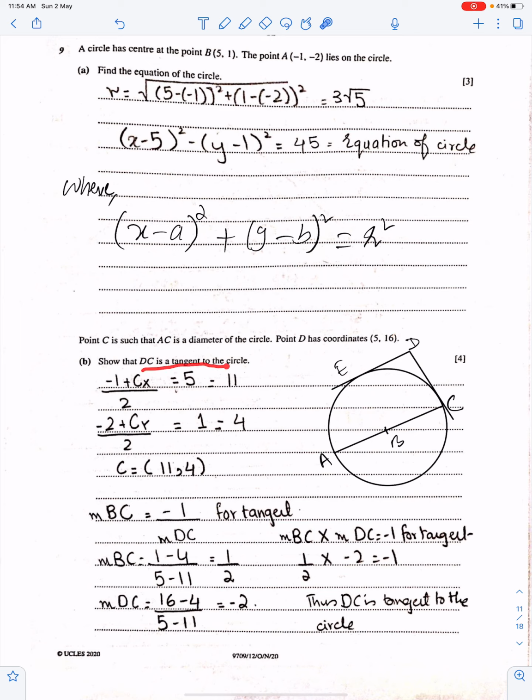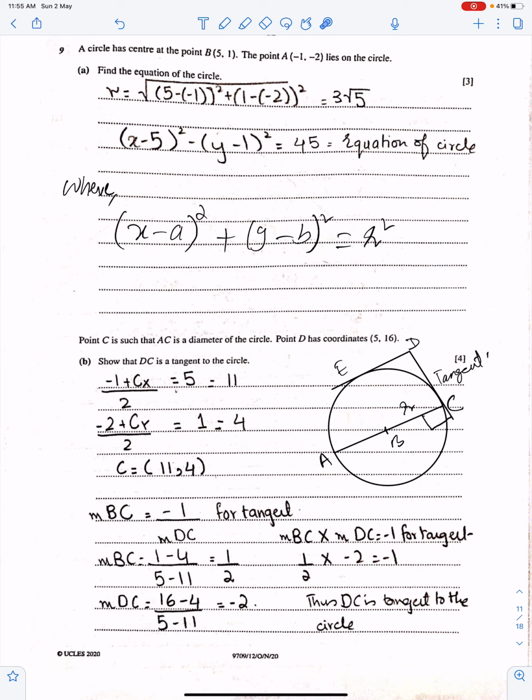Show that DC is a tangent to the circle. If DC is tangent to the circle, then D should be here, because this is the tangent. If D is here, then this DC is tangent to the circle. And we have to show this. You know, tangent is always perpendicular to radius. This is radius and this is tangent.